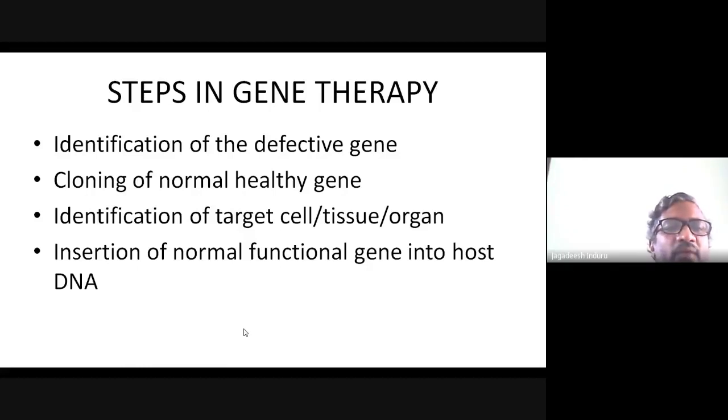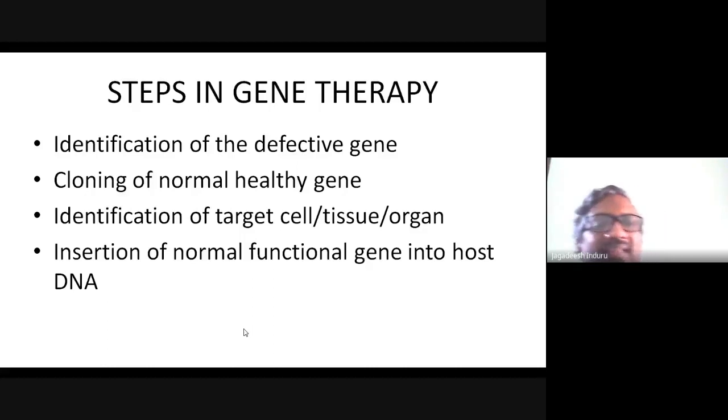Then what we do is take a normal one, take that particular genome, insert the normal portion into that particular defective portion, and keep it ready. And find out the target cell, whether it is a stem cell, or it may be a bone marrow, or it may be a particular tissue.